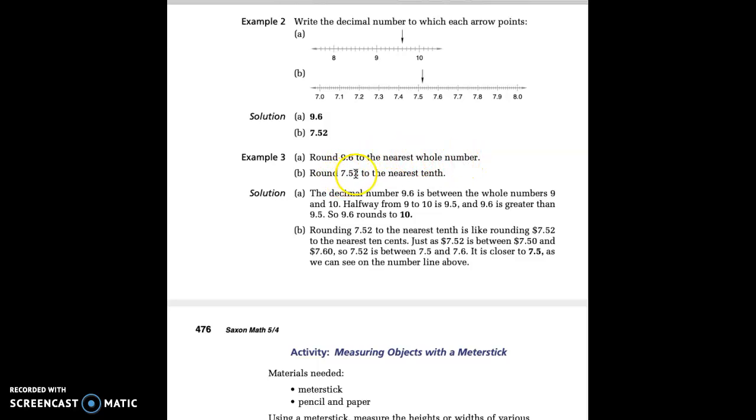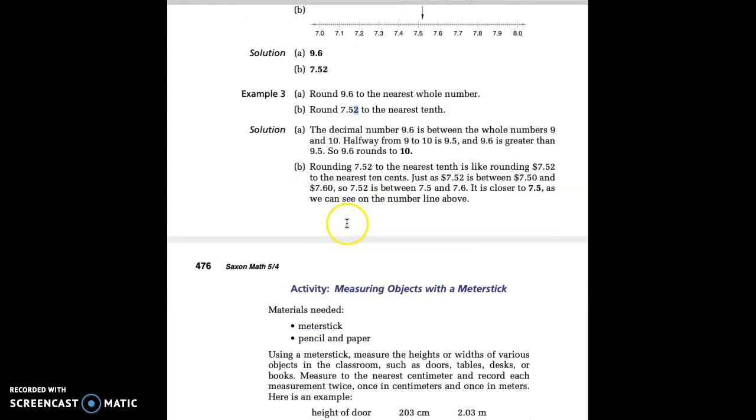So now we have 7 52/100ths to the nearest tenth. That's this guy right here. So we're going to look at our 2. We're going to say, is it 5 or above? No. So we're going to keep it at 7 5/10, because the nearest tenth is 7 and 5/10. The next nearest is 7 and 6/10. 7 and 52/100 is closer to 7 and 5/10.